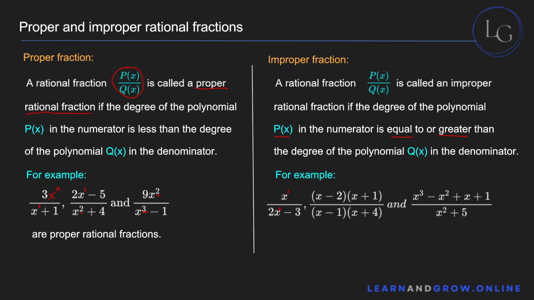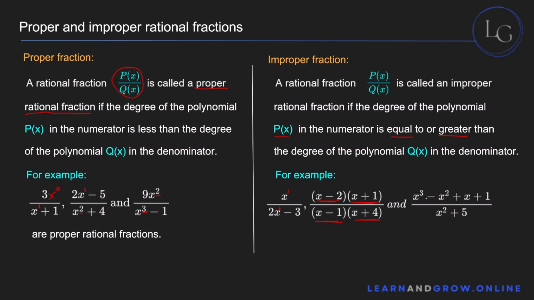Over in the second example, now it may seem like the highest degree over here is 1 in the numerator and also 1 in the denominator, but don't be fooled. This linear expression in the bracket is being multiplied with this linear expression in the bracket. So once these two brackets are multiplied, the highest degree of x becomes x squared. This is a quadratic expression, and similarly in the denominator we also have a quadratic expression. So the highest degree of x in the numerator and the denominator is 2. So 2 is equal to 2. So this is an improper fraction.